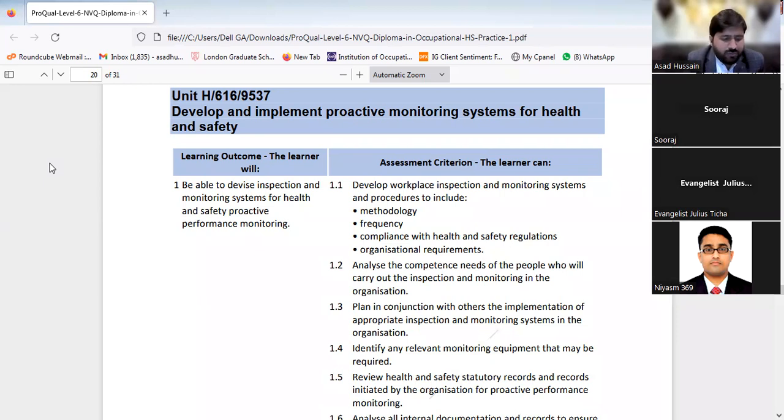Starting from the first one: develop workplace inspection and monitoring systems and procedures to include methodology, frequency, compliance with health and safety regulations, and organizational arrangements. Before going forward, what specific information is required here? We need to look at what you have to explain and what type of evidence you have to produce.